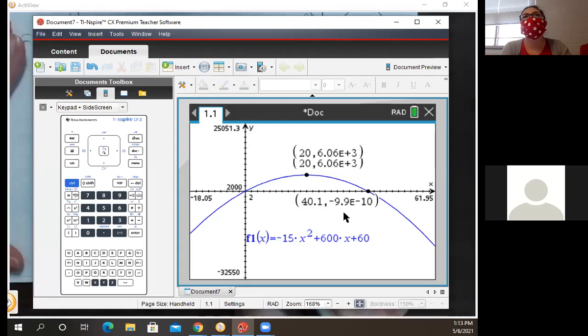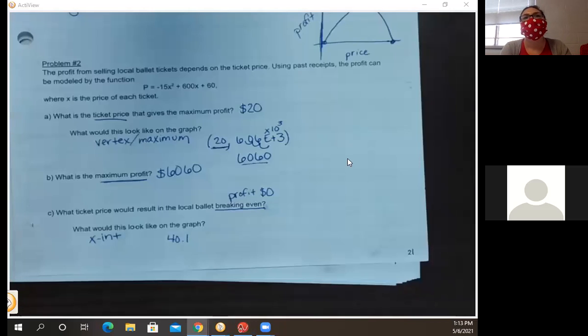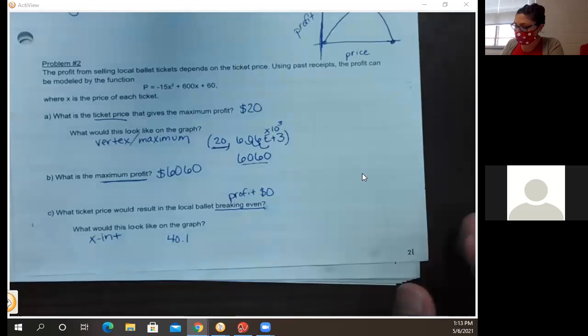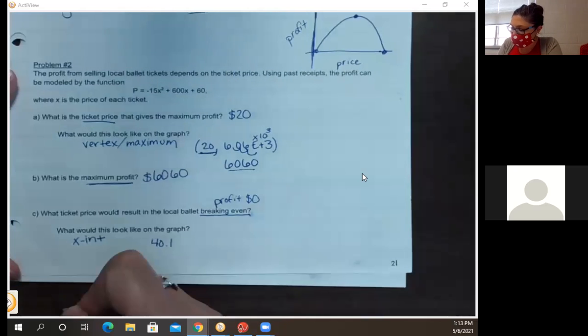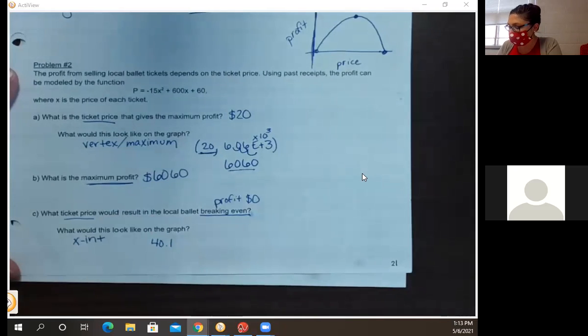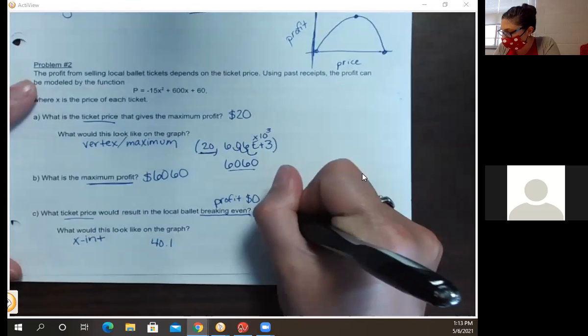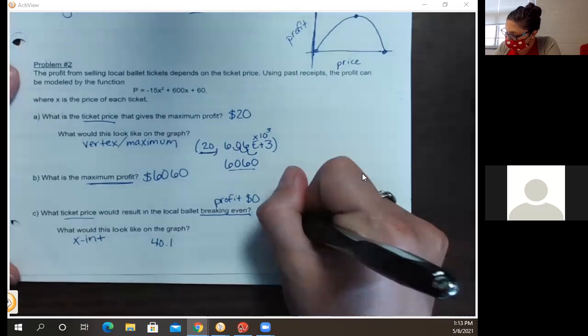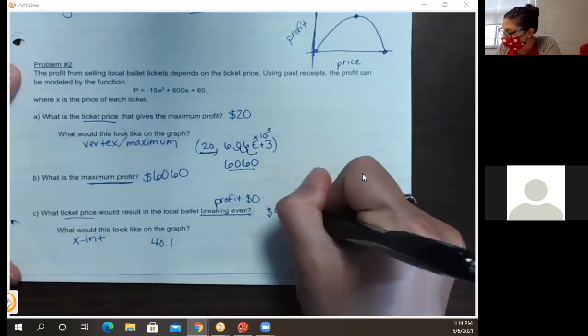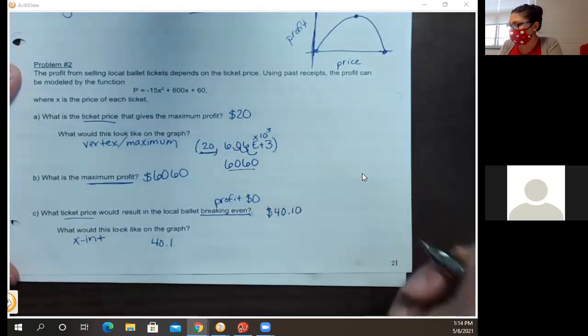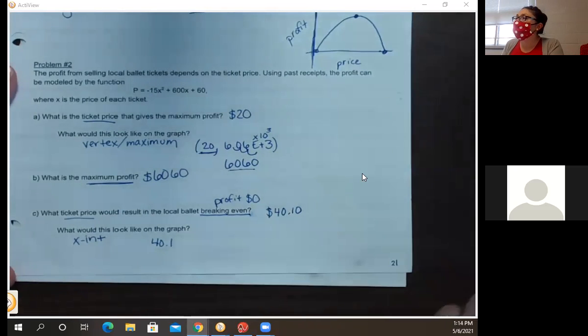I'm going to jot that down on my paper. So 40.1. And the question I'm trying to answer is what's the ticket price? So because I'm answering a question about a price, I'm going to rewrite this as $40.10. I'm going to put the 0 there because we're talking about money, and for money, we round it to two decimal places.